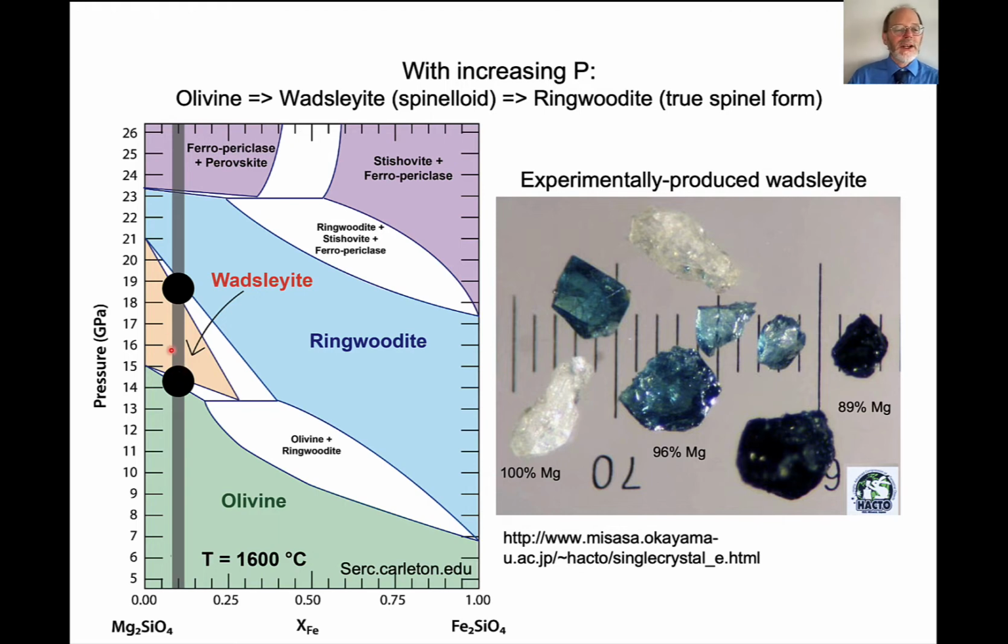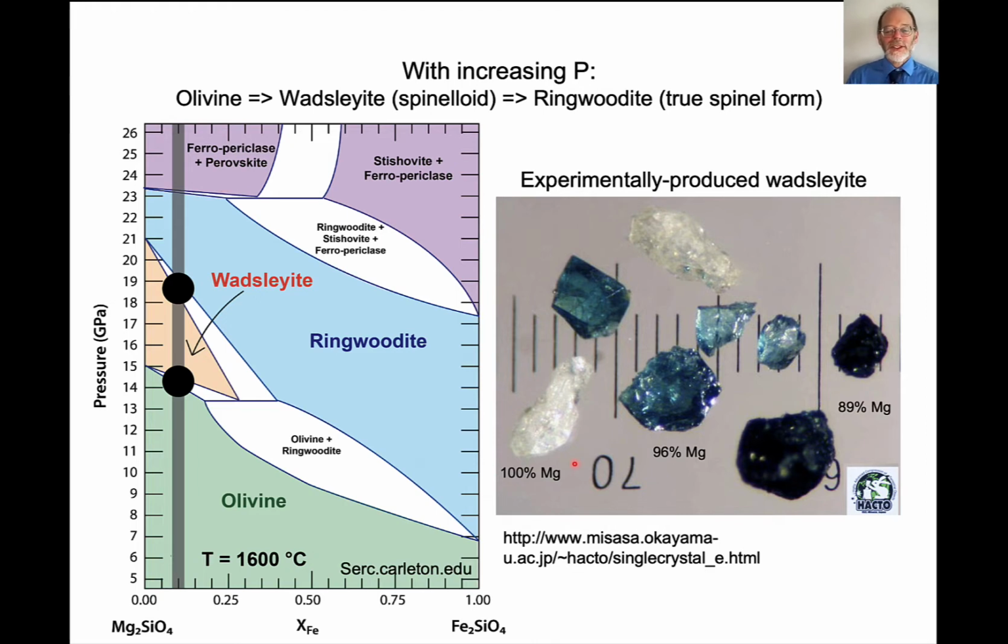And then there is a higher pressure where wadsleyite inverts to form ringwoodite, the spinel form. And of course, if we go higher and higher in pressure, then ringwoodite will eventually become unstable with respect to the lower mantle minerals, ferropericlase and perovskite.